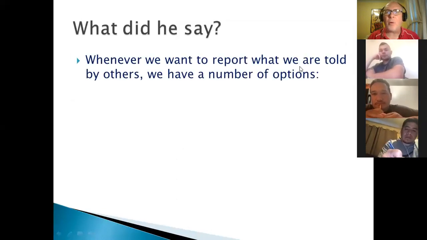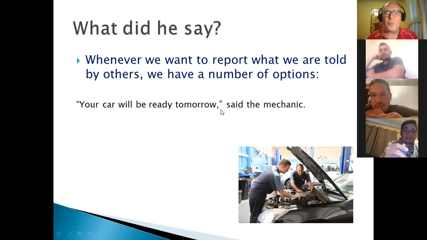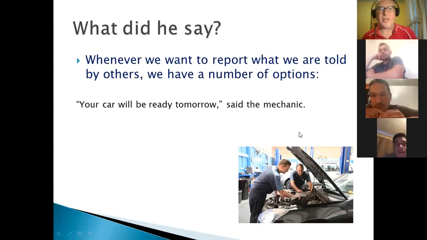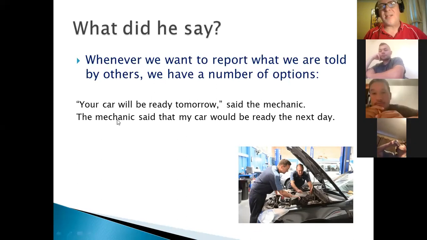Whenever we want to report what we are told, we have a number of options. Your car will be ready tomorrow, said the mechanic. This is what we call direct quotation, right? We have quotation marks and a comma. That's called direct quotation. We don't use that very much, and certainly we don't use it in spoken English. We only use it in writing. This is more typical. The mechanic said that the car would be ready the next day, right? Notice I'm changing a lot of things in the original statement.